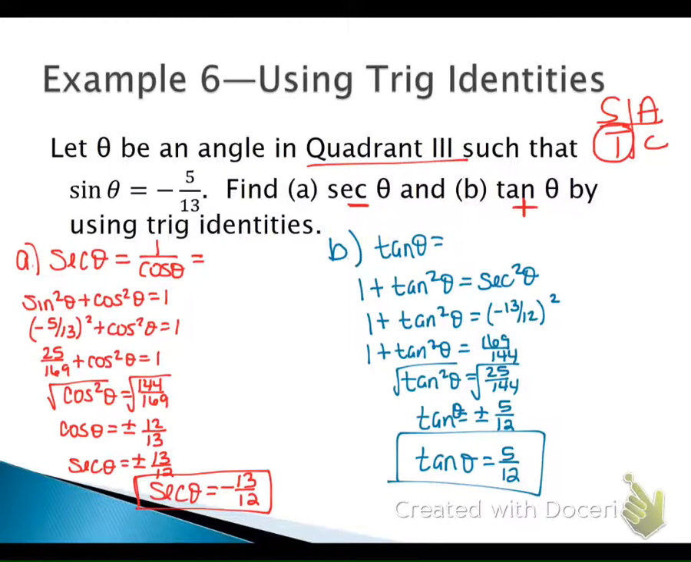You could have used your quotient identities on that one to be able to get it, because you knew sine and you'd found cosine. So you have to be careful, because on cosine you had to think about the sign of it. But actually, you didn't have to think about the sign too much because you squared it. But anyways, either way you'll come out with the tangent of theta is 5/12.